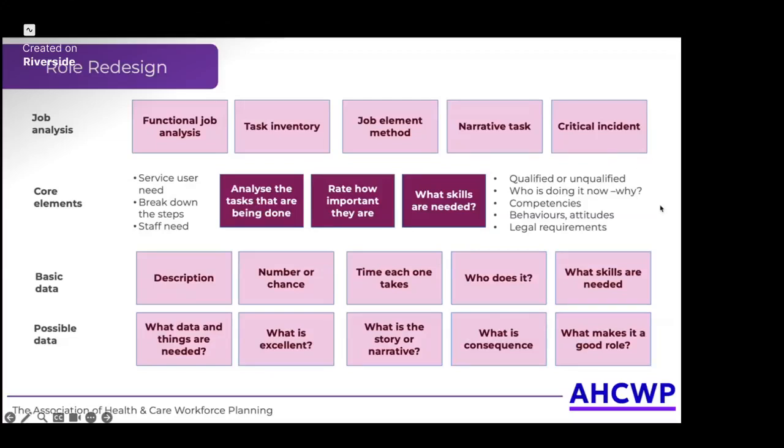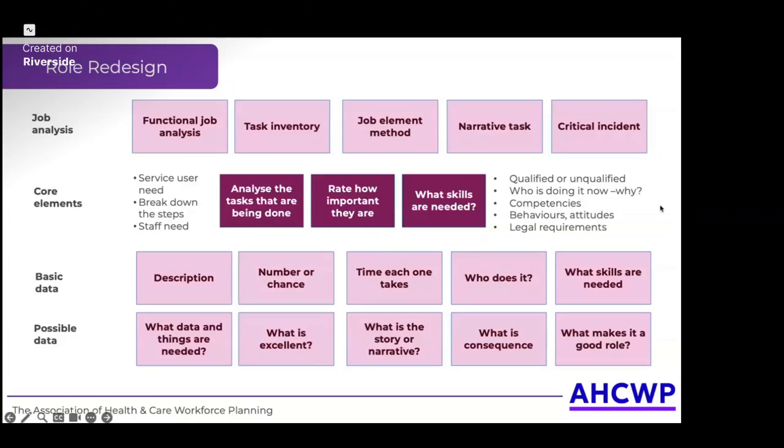And when it comes to the skills that are needed, they often consider a few things. They obviously consider the actual skills, the competencies, but they also consider the behaviours and attitudes that are needed. They consider whether you need to be qualified to do it, and they consider legal requirements around what skills are needed, because that can set what staff are needed. And they also consider who is doing it now and why are they doing it now? What's the reason why we've got a social worker doing it, a nurse doing it, for example? What is the reason behind it? So looking at the core elements, you can see that there are certain things that they all share.